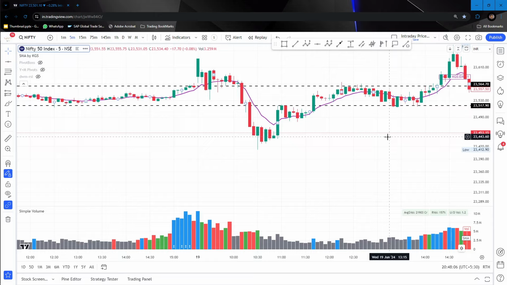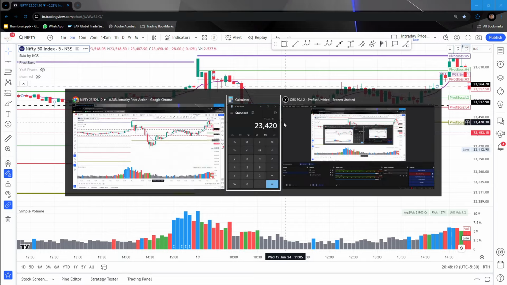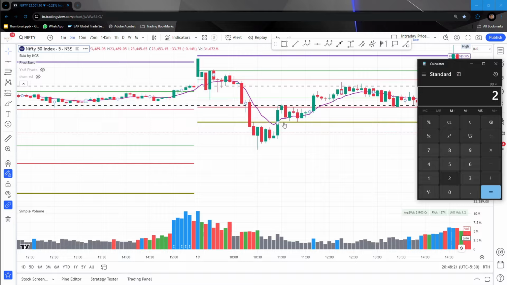So, you prefer which one is suitable for you. In the first case, you will be booking your profit at 23,478. Okay, which is almost 90 points. 90 into this time lot size is 25, so 2,250 points.